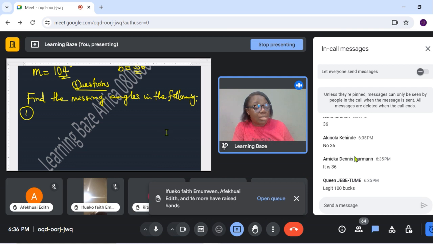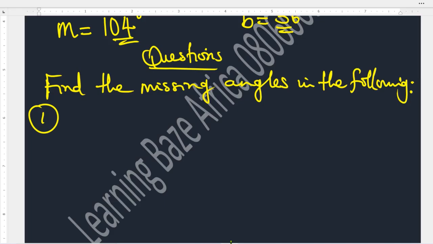Alright, when you are about to post your answer, I'm going to open the comment section for you. So now, the first question: you're going to find the missing angle in this diagram. What is the missing angle in number 1?